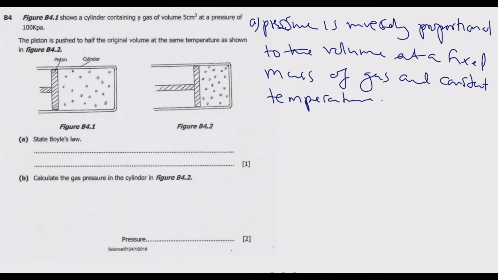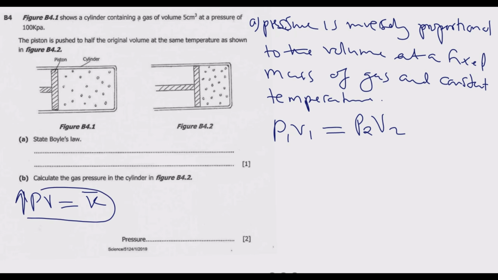So basically, generally, pressure 1 multiplied by volume 1 is equal to pressure 2 multiplied by volume 2. Because these two are constant, what it means is pressure multiplied by volume is equal to a constant K. So what this tells us is if we increase pressure, we need to reduce volume to maintain the constant K.